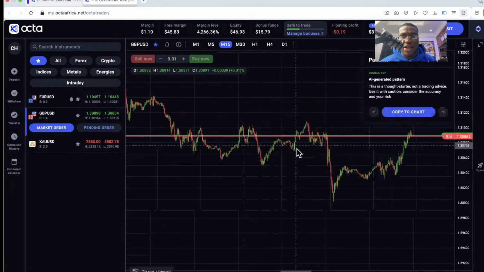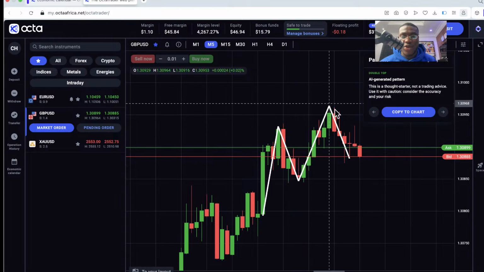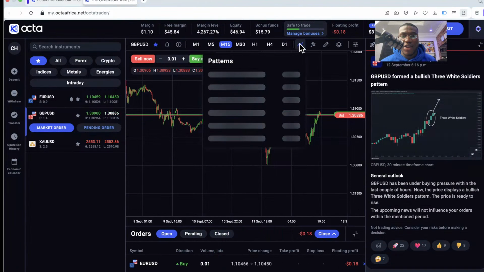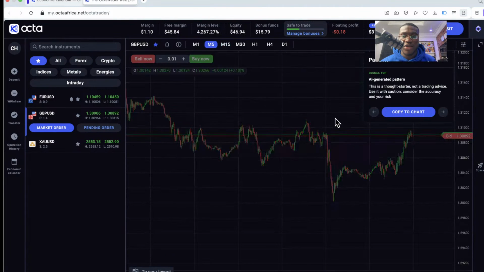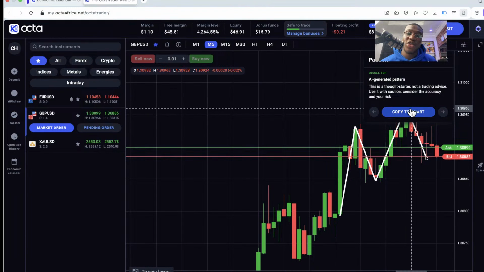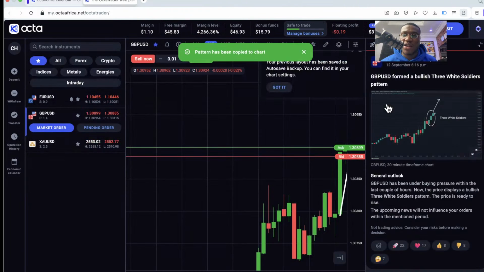Okay, so clearly we can spot a double top, and you can see that it has also helped us to identify this pattern. Let me show you guys that again. You click on it, identify the double top, and then it shows you this is where the double top is. And you can always copy it to your chart. So you can click on copy to chart, and now it's there on your chart for you to see it.